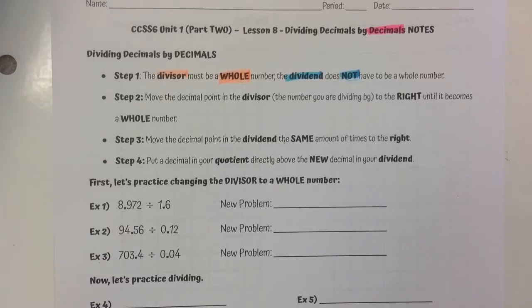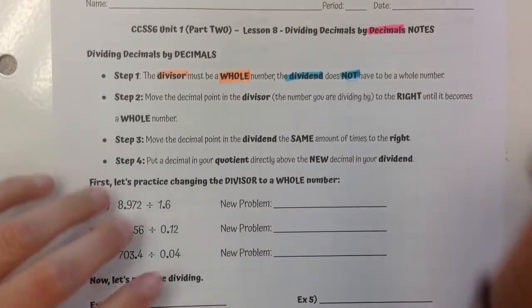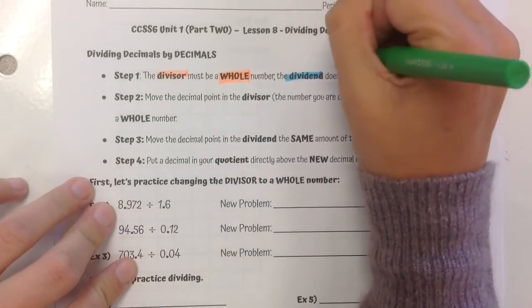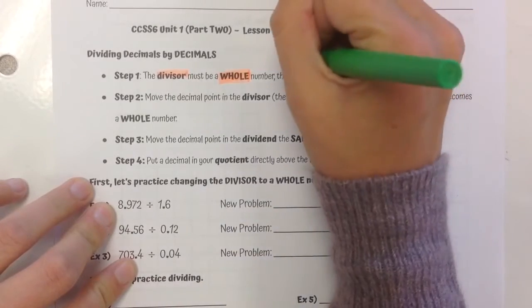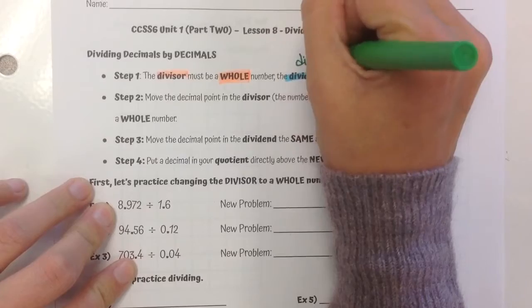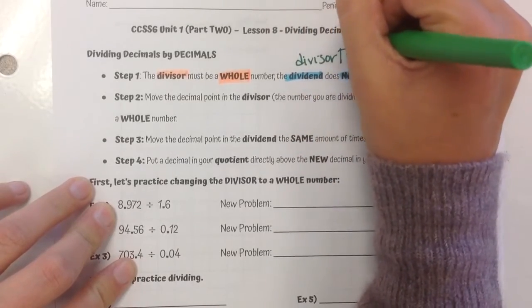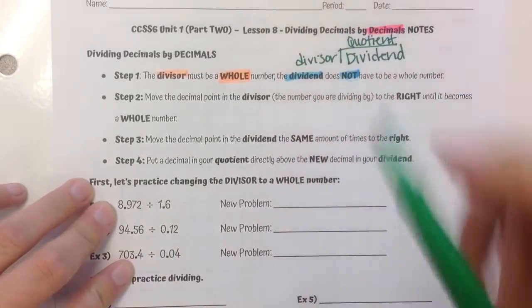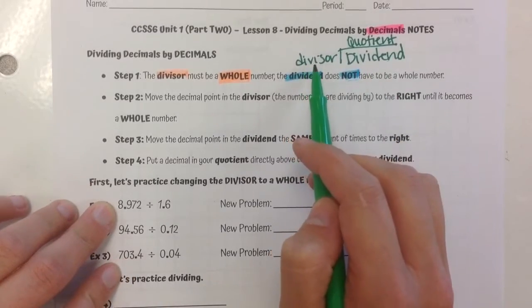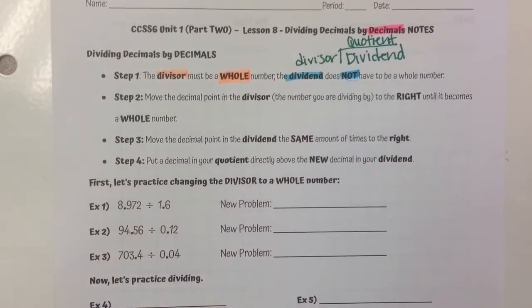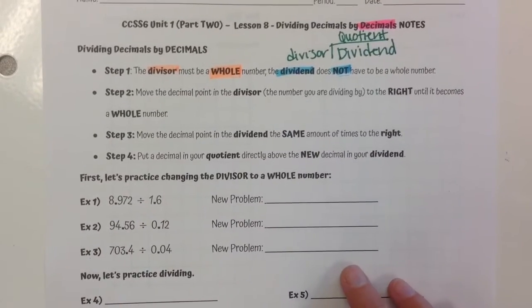If you remember, for dividing, you set up the problem, you have your dividend divided by the divisor, and it gives you your quotient or your answer. This number right here, your dividend, does not have to be whole, but this number, the divisor, does. That is really important to understand. So how are we going to make sure that it is a whole number?